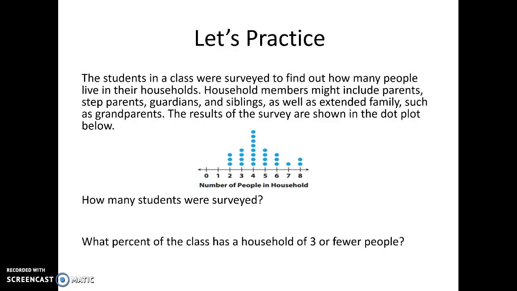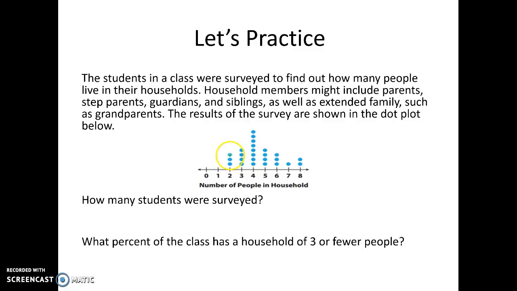All right, so let's practice with dot plots. This one says the students in a class were surveyed to find out how many people live in their household. Household members might include parents, step-parents, guardians, and siblings, as well as extended family such as grandparents. The results of the survey are shown in the dot plot below. So how many students were surveyed? Well, in this case, I don't see a key like we saw in the last one, so we're going to go ahead and assume each dot represents one person.